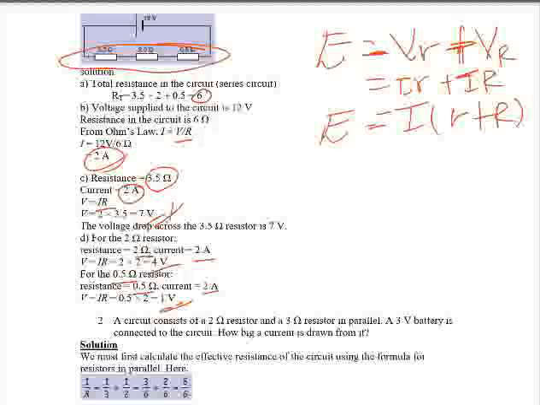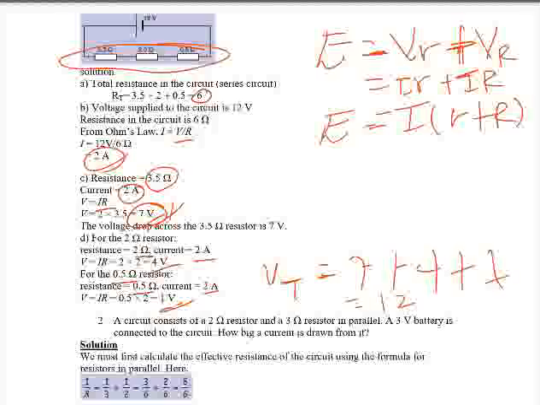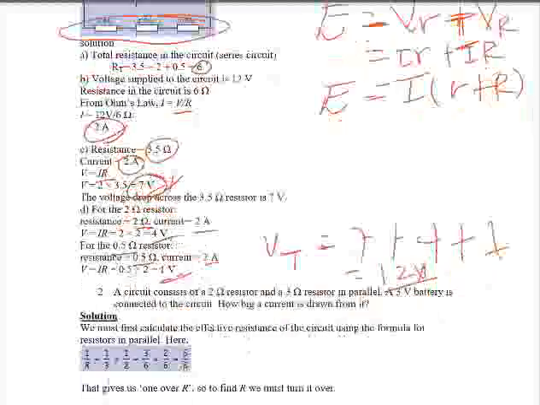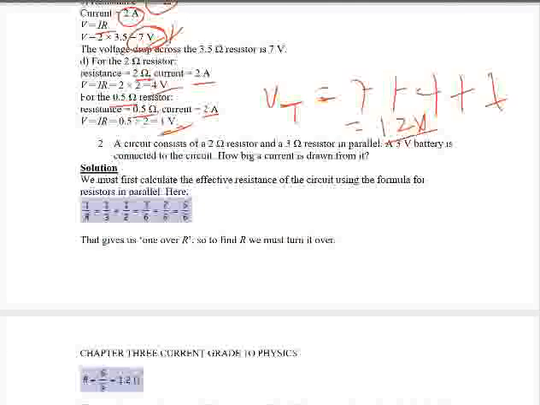If you check the answer, as we said, for series combination, the total voltage is equal to the sum of the voltages. For the 3.5 ohm we got 7, plus for the 2 ohm we got 4, plus for the 0.5 ohm we got 1. The sum of these three gives us 12 volt. Therefore, the total voltage is 12. It is true.